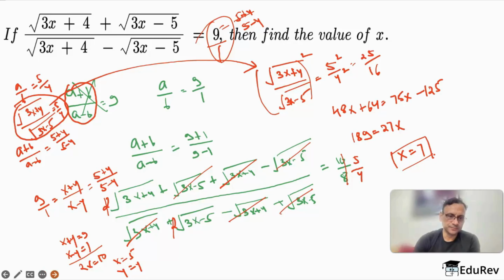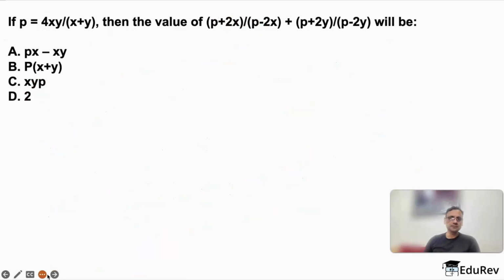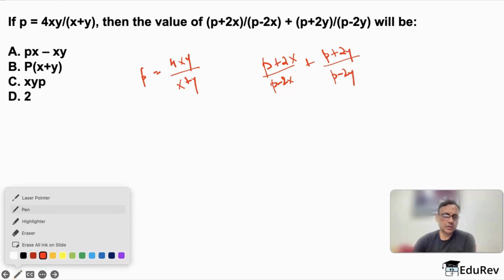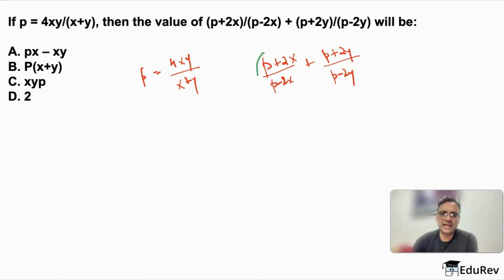Let's do one more question. Okay, we have this question here. P is equal to 4xy upon x plus y. Then we have to find the value of (p plus 2x) upon (p minus 2x) plus (p plus 2y) upon (p minus 2y). Now this format clearly tells you that you basically need p by 2x, and then apply componendo dividendo, and this tells you you need p by 2y.